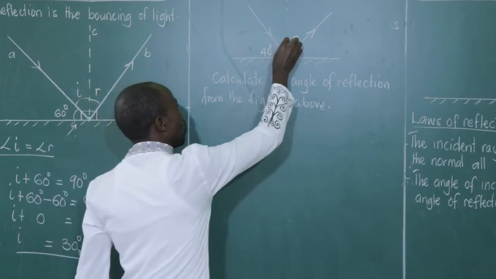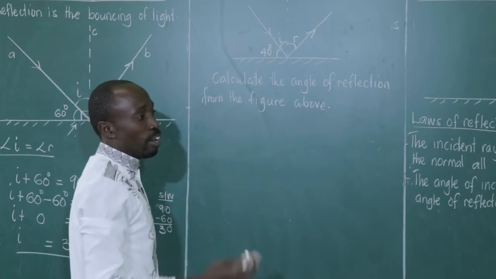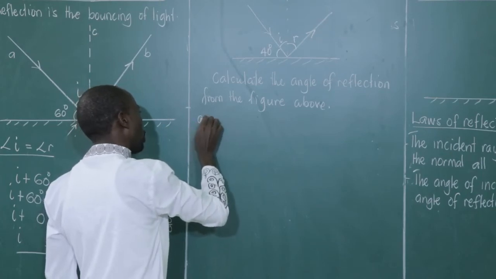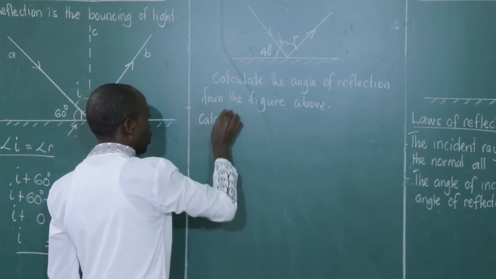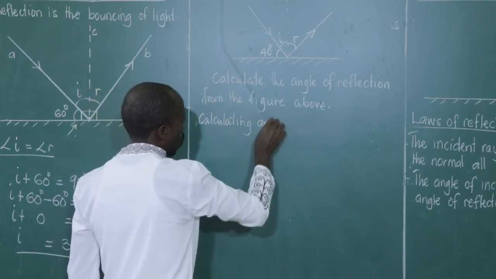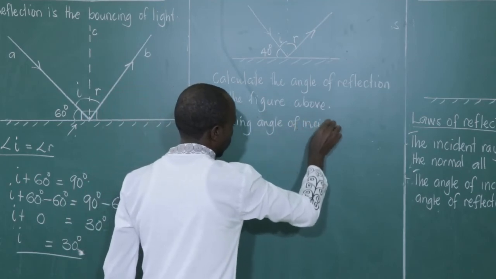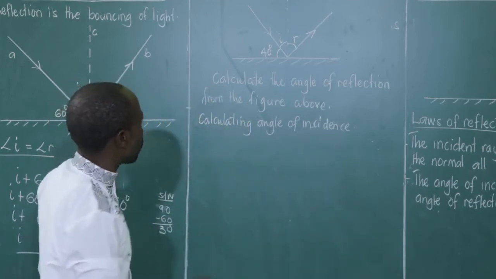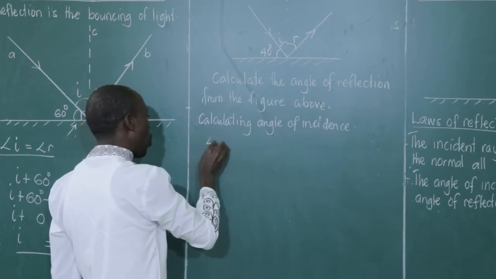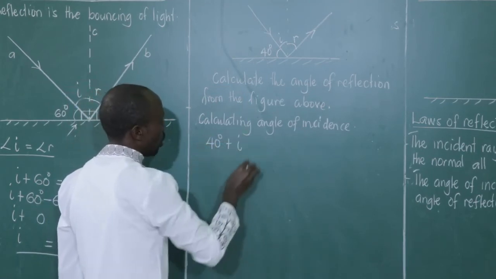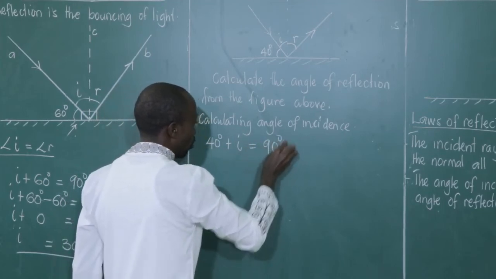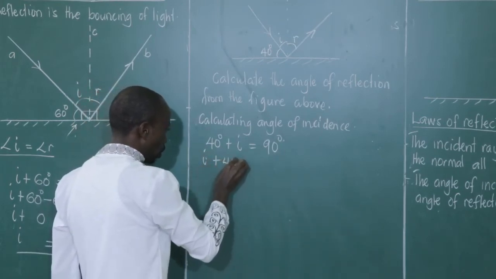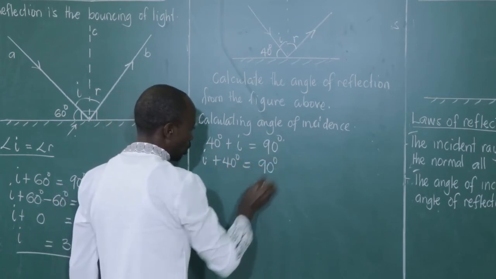Definitely we shall say, if this is angle I, okay, you can evaluate. So let's find angle I first of all. So calculating angle of incidence first, because you cannot find angle of reflection without first of all getting the angle of incidence. Okay? We know that if I get 40 degrees plus I, that one should give me 90 degrees. So you can rearrange this. You say I plus 40 degrees is equal to 90 degrees.